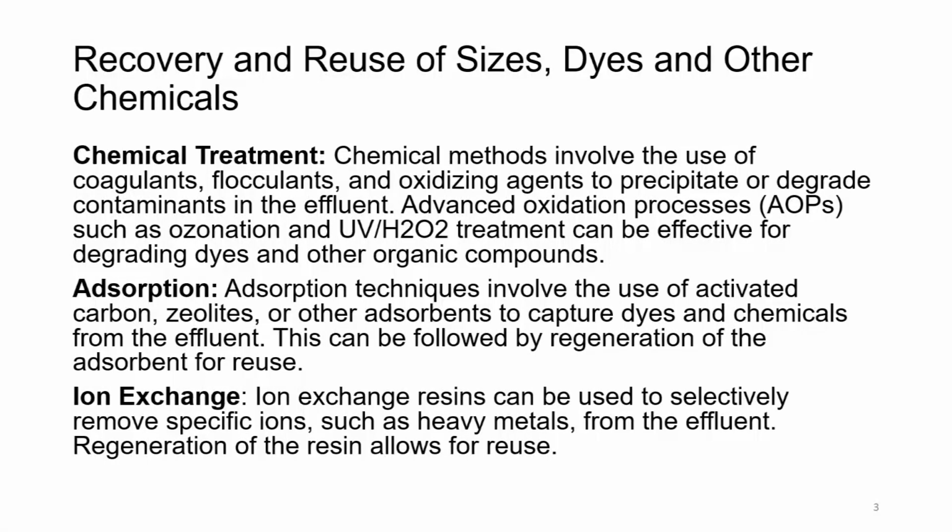Chemical methods involve the use of coagulants, flocculants and oxidizing agents to precipitate or degrade contaminants in the effluent. Advanced oxidation processes, AOPs, such as ozonation and UV hydrogen peroxide treatment can be effective for degrading dyes and other organic compounds.